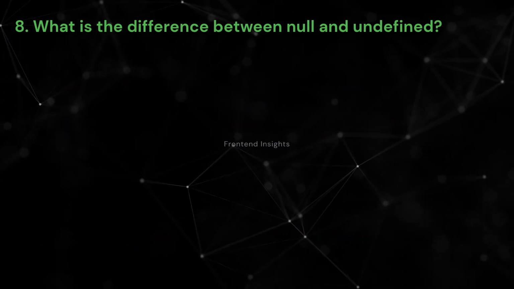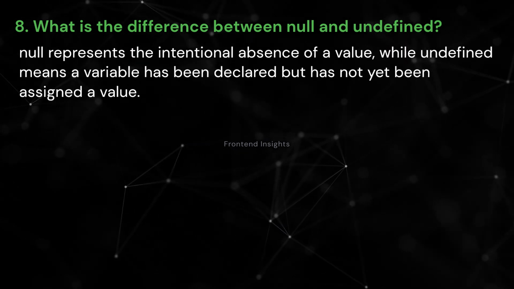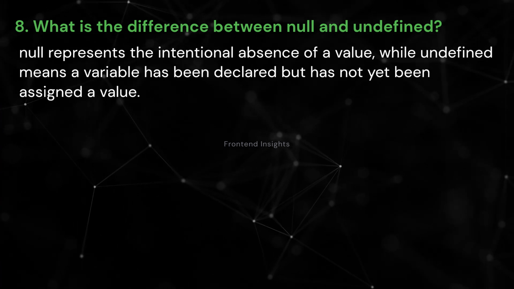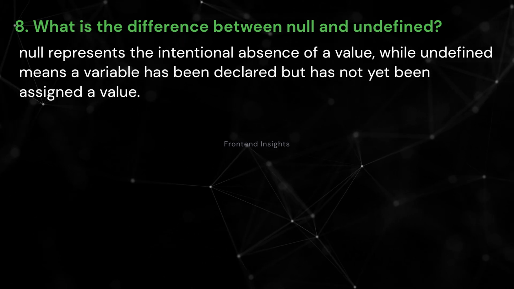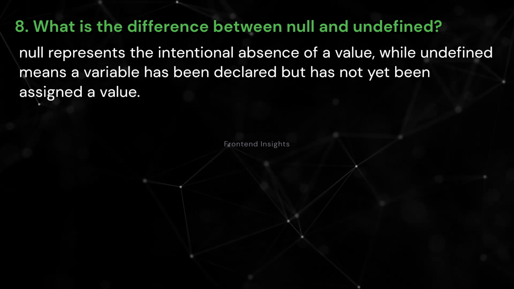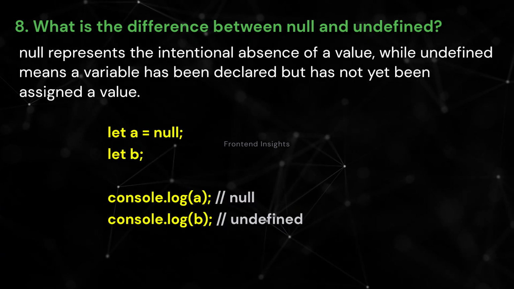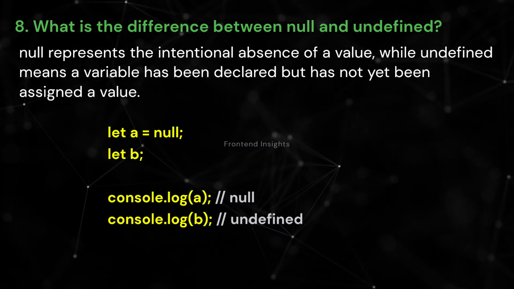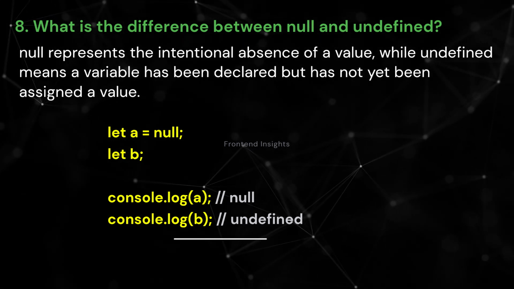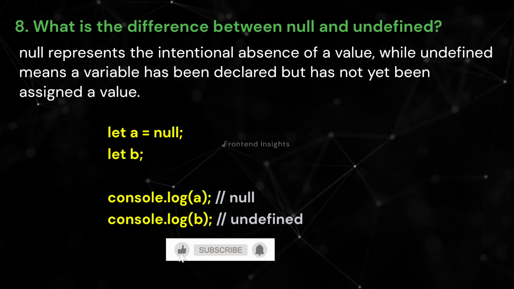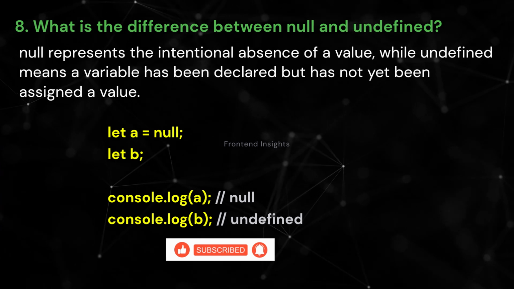What is the difference between null and undefined? So null represents the intentional absence of a value, while undefined means a variable has been declared but not yet been assigned a value. Here is an example. In this example, A is explicitly set to null, indicating the absence of a value. B is declared but not assigned a value, so it is undefined. Now move to the next question.